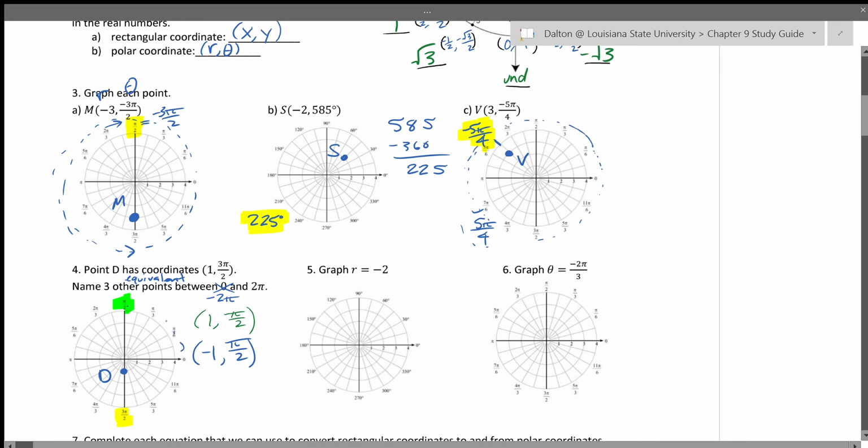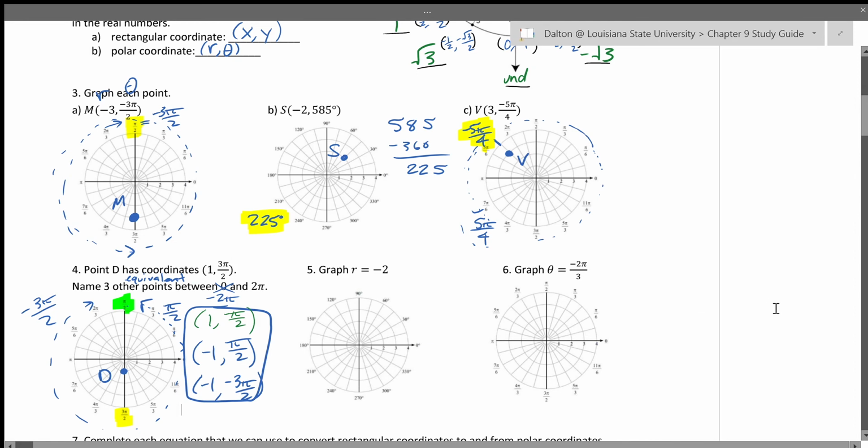Instead of calling this angle positive pi over 2, I can refer to it as negative 3 pi over 2. And that's my third and final representation, -1, negative 3 pi over 2. So these are 3 equivalent ways to write the coordinate point D.